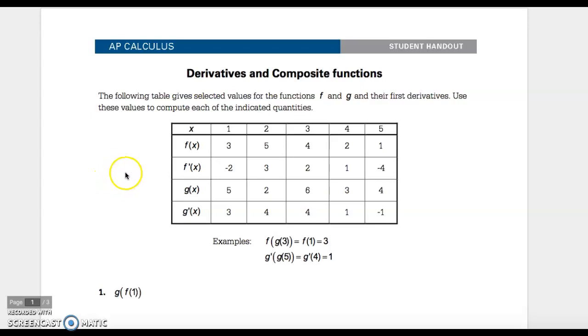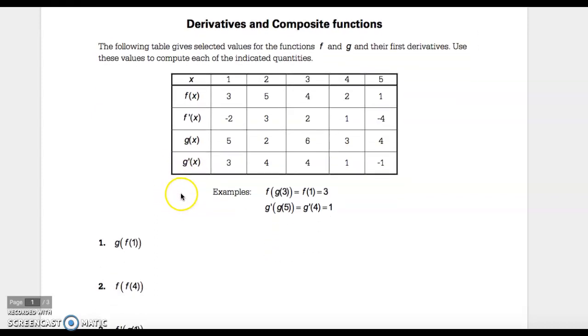All right, in this video we're going to be looking at more composite functions and their derivatives. So on this first page we're going to be looking at information given to us in a table, and we'll have to evaluate some composite functions and then sometimes derivatives of composite functions. So here are all the values of f, here are all the values of the derivative f prime, g, and g prime. One of these examples is actually wrong.